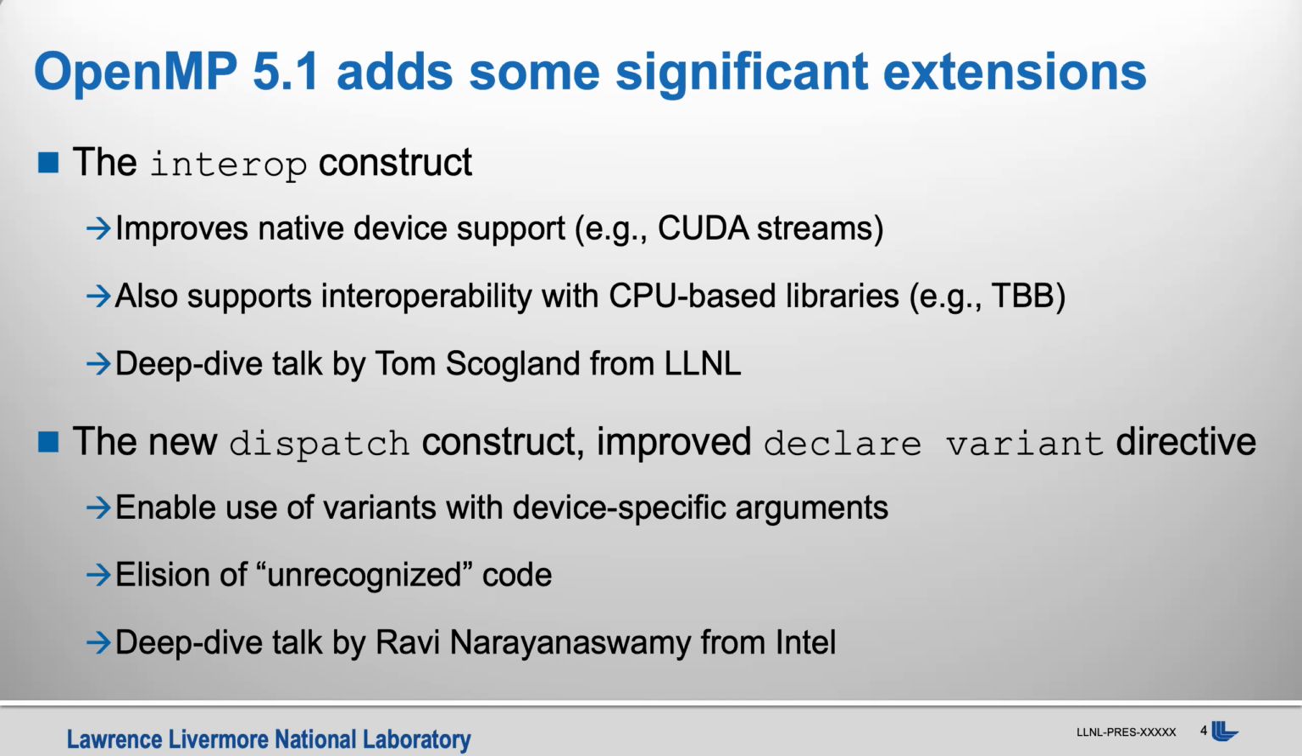Basically, what it does is provide an opaque type that can be populated with important information about the native device support, and then you can use various runtime calls that are added to the specification to get that information and be able to link together the use of the native device support with typical OpenMP device support.